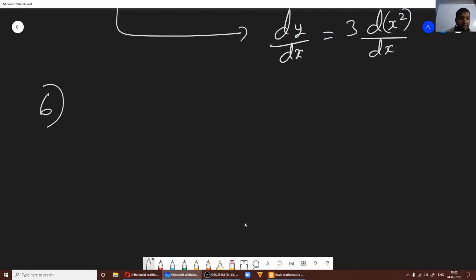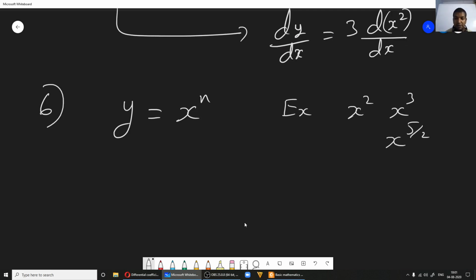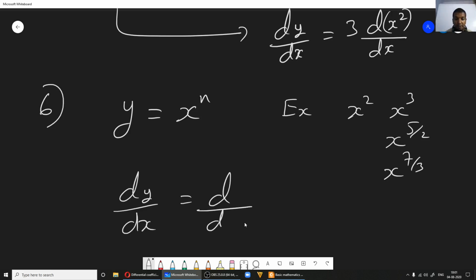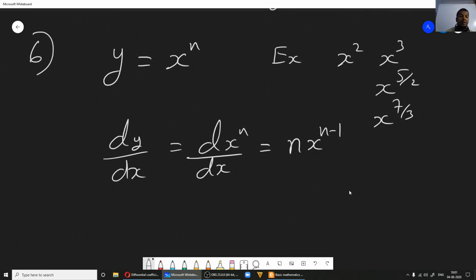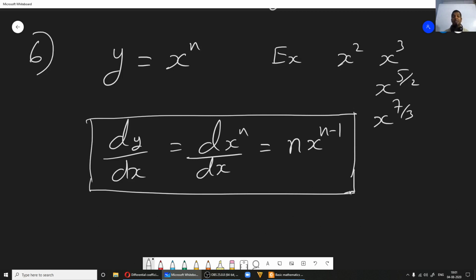I forgot to tell you that. So this is quite important. If y is equal to x power n, for example, you can say x square, x cube, x power 5 by 2, x power 7 by 3, anything, right? Then dy by dx, that is equal to d by dx of x power n, which will be given as n times x power n minus 1. So remember this, differentiation of x power n with respect to x, it will be given as n times x power n minus 1.